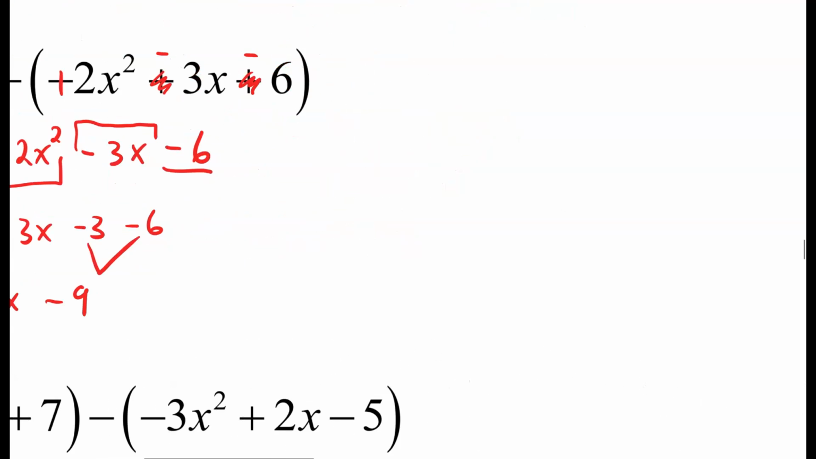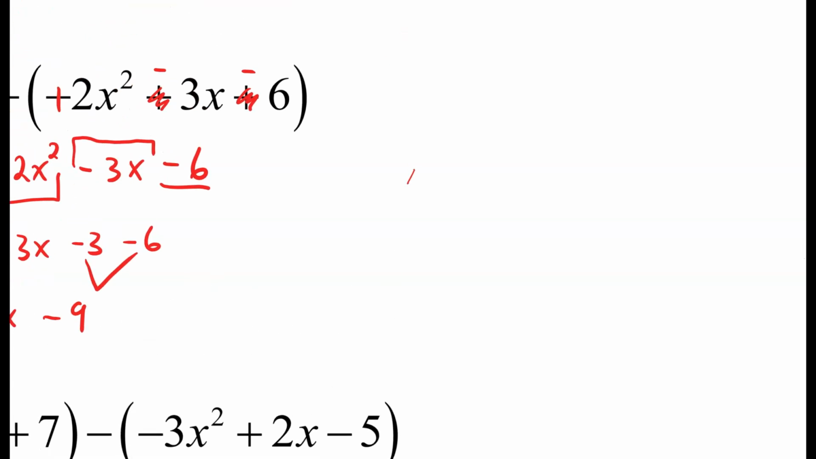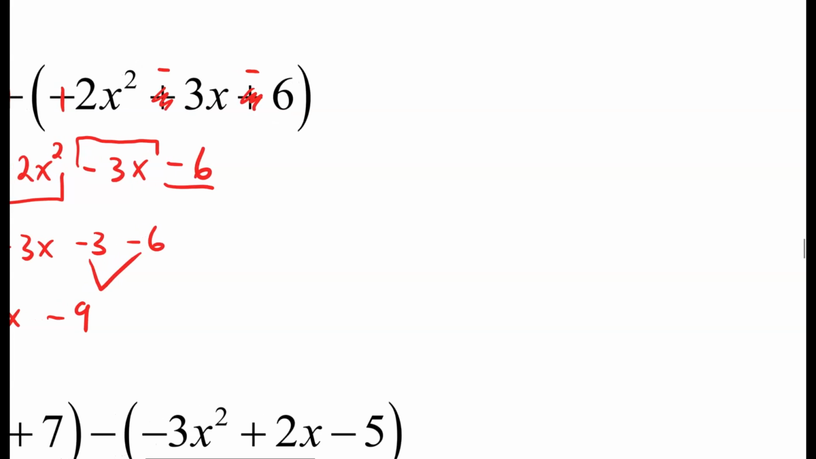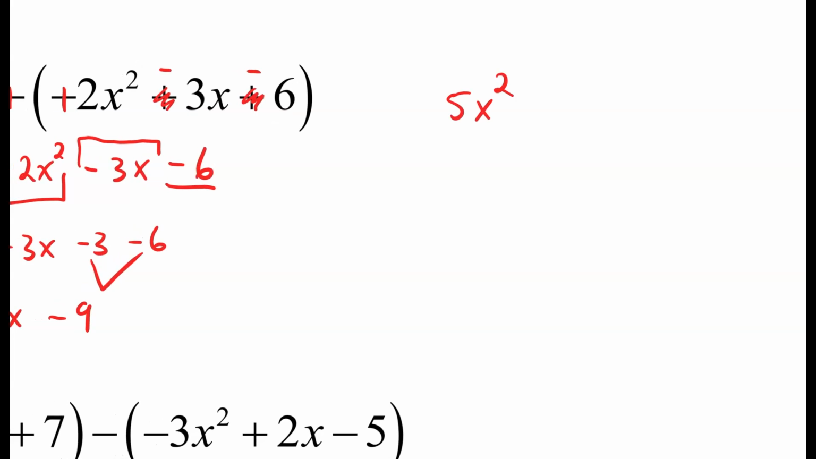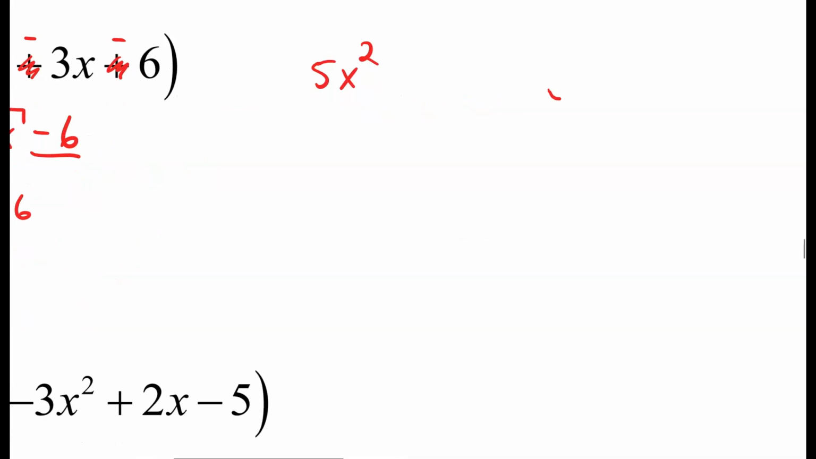I'll quickly show you on the right here what it would look like if you were doing it vertically, just because without having other x's, it lays out a little different. So I would have, let's just get rid of that, my 5x squared. I would leave a gap because I don't have an x, and then I have my -3. Below the x squared, I have 2x squared. In the middle, I have my -3x, and then my -6.